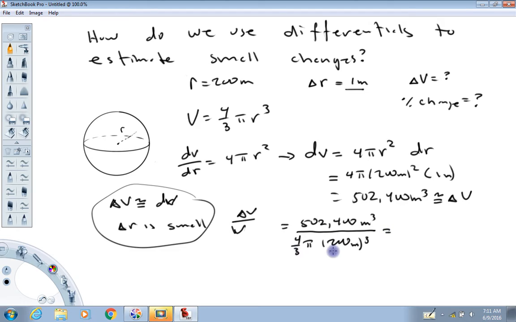What I'm going to do now is just get a decimal out of this. If you give me just a moment. Okay, I get 0.015 out of this. To convert this to a percent, we're going to multiply it by 100, so that's 1.5%. So basically, if we change our radius by 1 meter, we would expect about a 1.5% change in volume.